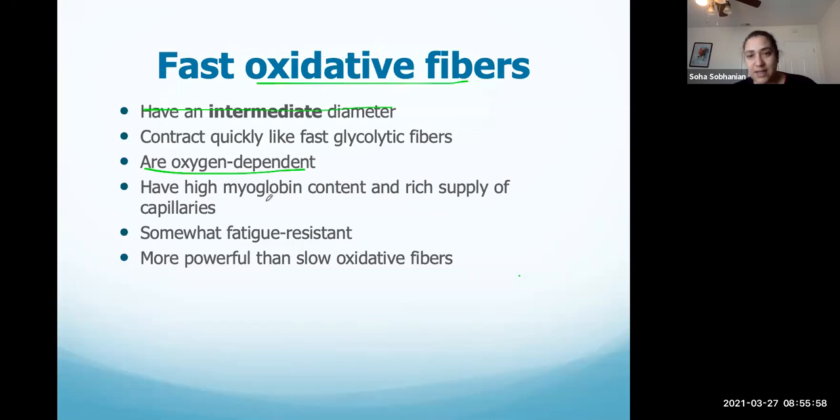But here's the difference, guys. Be very careful about this. They are somewhat fatigue resistant. The reason they're fatigue resistant is because they are using a lot of energy, hence the word fast, right? They contract really rapidly, so they use a lot of energy, but they also what? Produce a lot of energy, exactly. So they use a lot of energy, but also produce it. So they have the supply and they're actively using it.